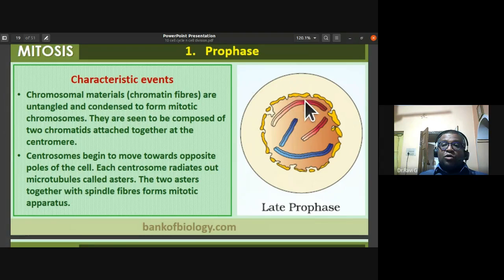The chromatin fibers are going to condense to form chromosome-like structures. Each chromosome has two sister chromatids attached to the centromere. The centrosomes move towards the opposite poles and radiate out microtubules called asters. The two asters along with the spindle fibers together we call the mitotic apparatus.